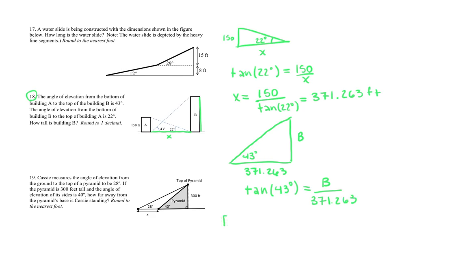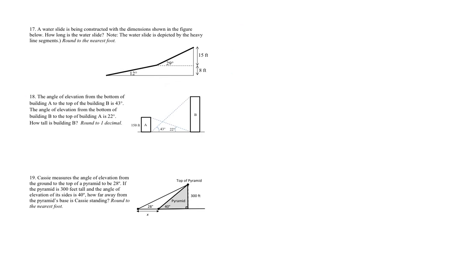So then B should equal the tangent of 43 degrees times this 371.263, and that should give me approximately 346.2 feet. Okay, so now we have number 19, and we're trying to find how far away Cassie is standing from the base of the pyramid.